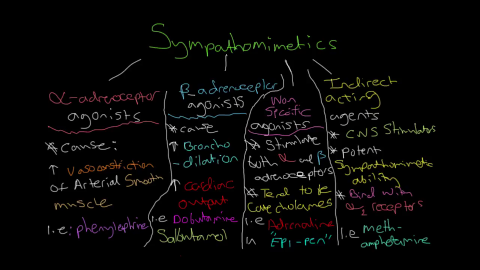Non-specific or mixed receptor agonists, such as adrenaline, are used in the treatment of cardiovascular emergencies, such as cardiac arrest and anaphylaxis. Recreational drugs, such as methamphetamine, also have sympathomimetic properties through complex interactions with the sympathetic nervous system.